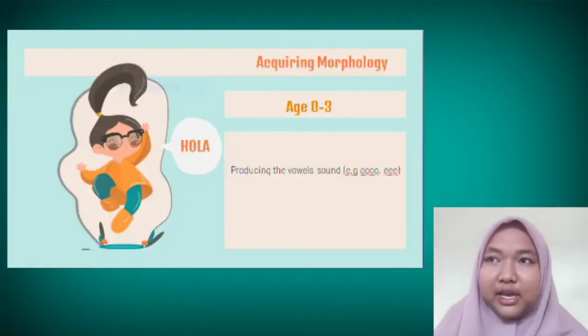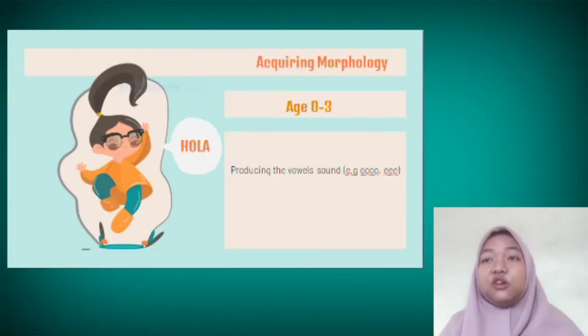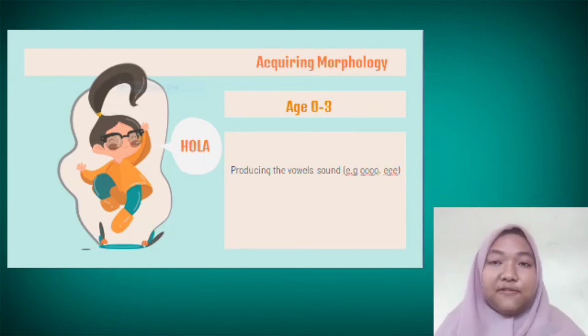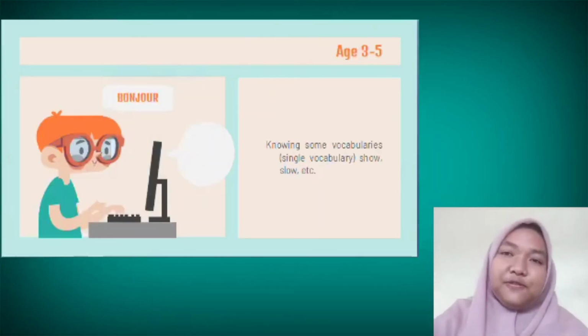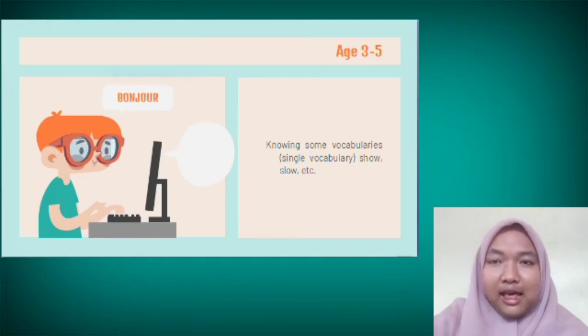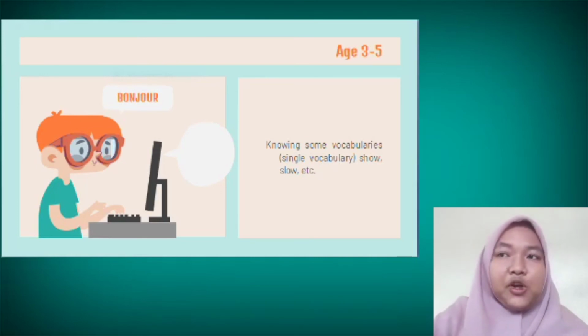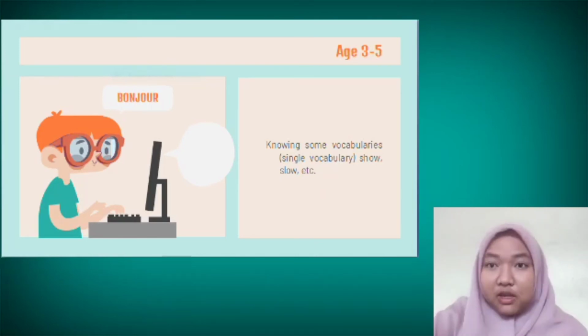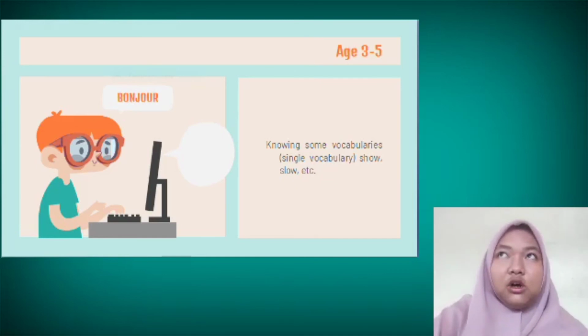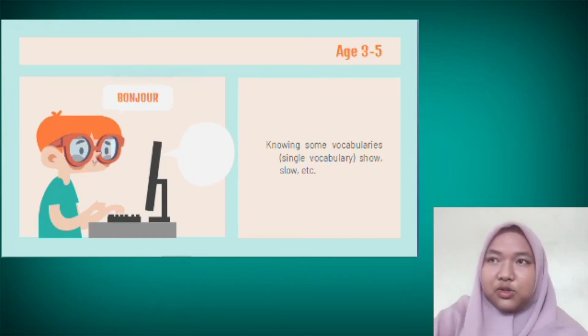Acquiring morphology. For the age of 0 until 3 years old, they produce vowel sounds, for example, like O or A, something like that. And then for the age of 3 until 5 years old, they know some vocabulary, in this case single vocabulary such as the words show, slow, eat, or throw, and so on.